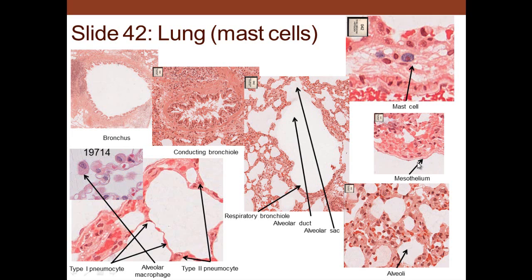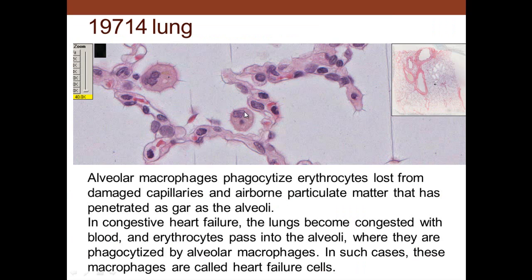Mesothelium, that's a very good indication of mesothelium there. Alveoli, which is more than one; alveolus is one. Macrophages again, the type 1 pneumocyte, type 2 pneumocytes in through there producing their surfactant. And so we can see the macrophages in through there.